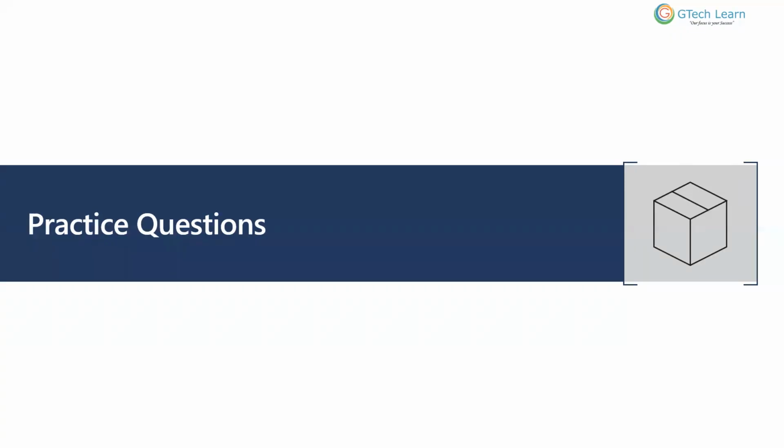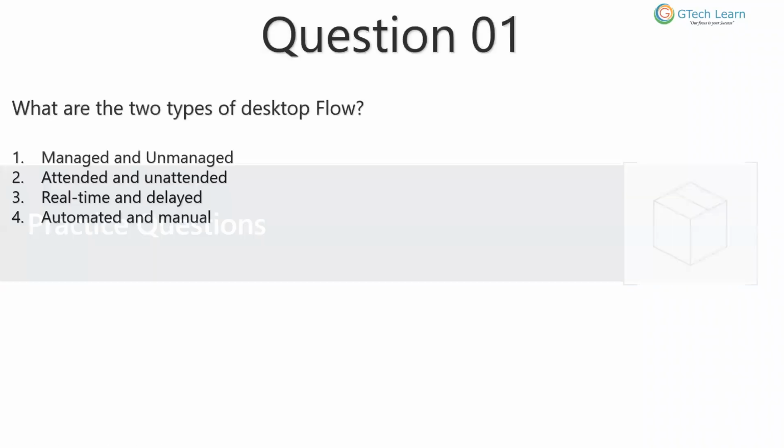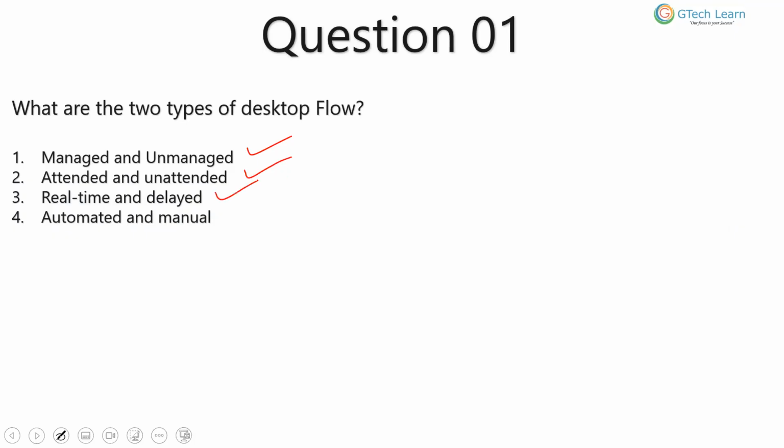Okay, so let's move ahead here with the practice questions now. My first question from this segment is, what are the two types of desktop flow that can be run? Option one, managed and unmanaged; option two, attended and unattended; option three, real time and delayed; or option four, automated and manual. Your answers in the chat, please.